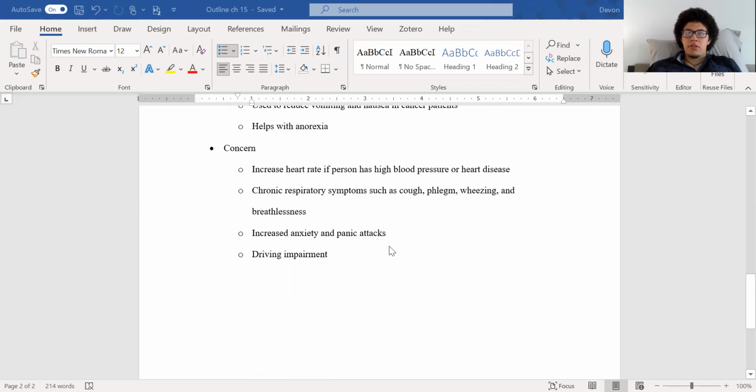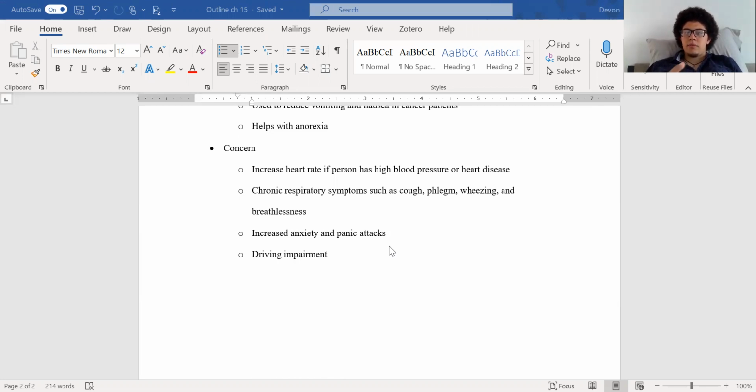And then lastly, some of the concerns: increased heart rate is one of the symptoms. And the concern with that is for people who have high blood pressure or heart disease, that could be really bad for them. Then another concern is chronic respiratory symptoms such as coughing, phlegm, wheezing, and breathlessness, because lots of people who take marijuana are smoking it, so they are worried about respiratory symptoms that could develop chronically. And then increased anxiety and panic attacks.